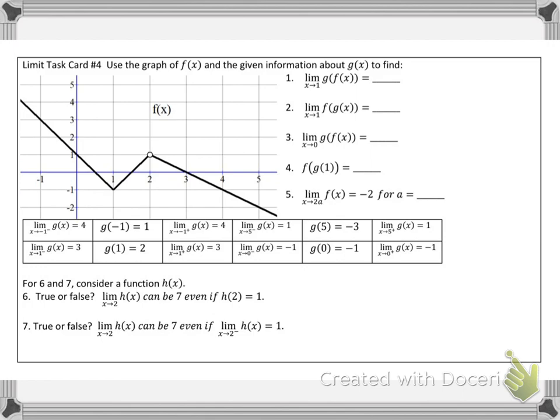Okay, let's take a look at what we have here. We have the graph of f, so we know a lot about f. We have limited information about g. G is the information given in this table here. Let's see what we can do.